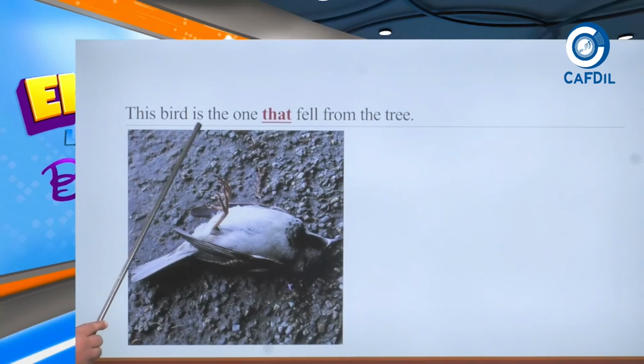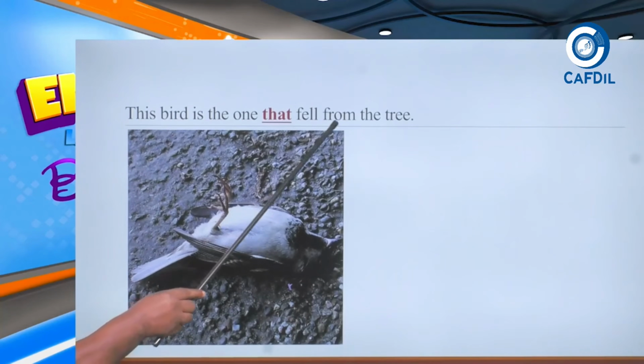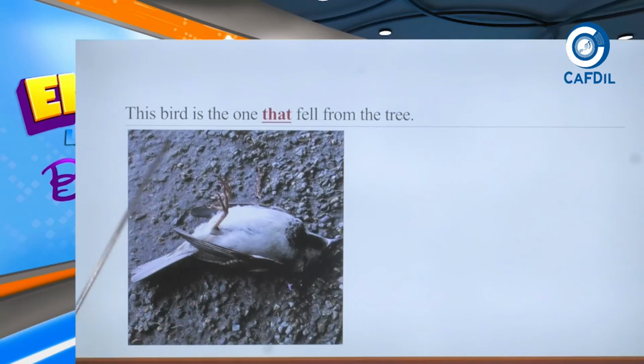This bird is the one that fell from the tree. Let's have a look at the picture. What do we see in the picture? A falling bird lying at its back. It fell from the tree and maybe is dead.